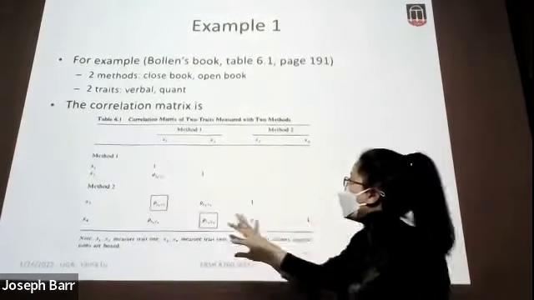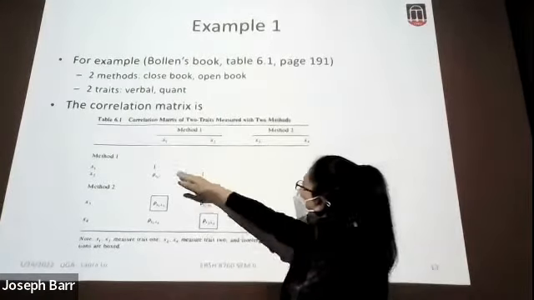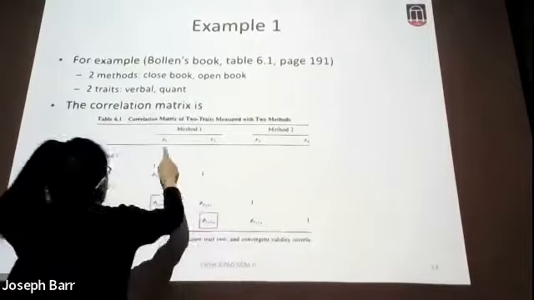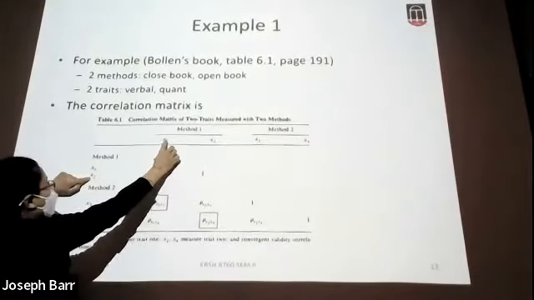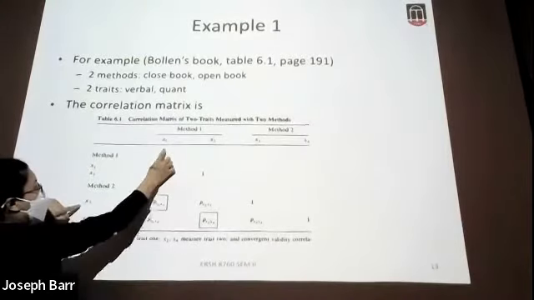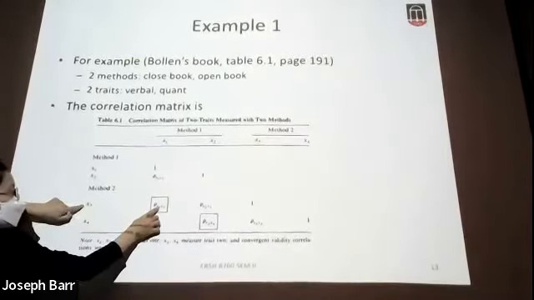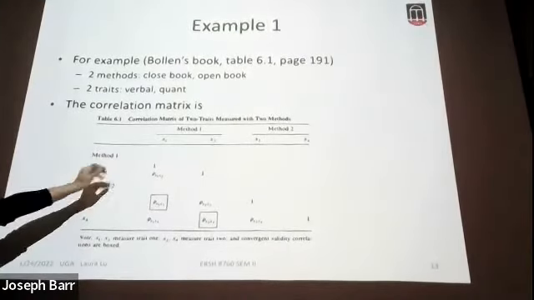We have a correlation table here, so the diagonal part is 1, 1, 1, 1. This is the x1 correlation here, this is a correlation between x1 and x2, this is a correlation between x1 and x3, and this is a correlation between x1 and x4. It's just a correlation table.